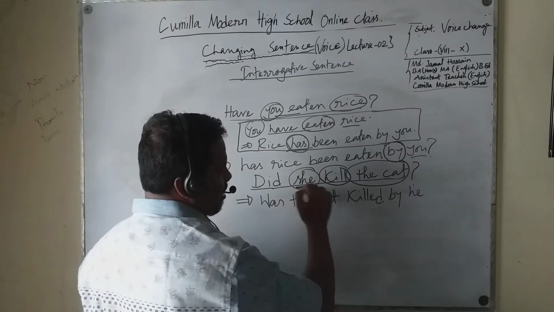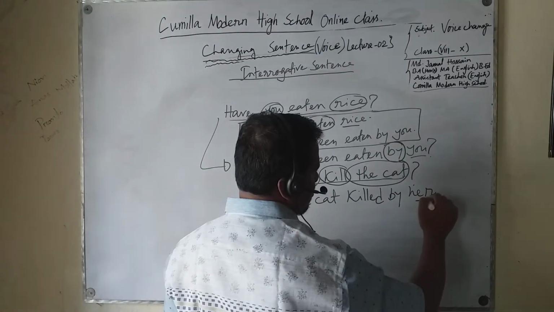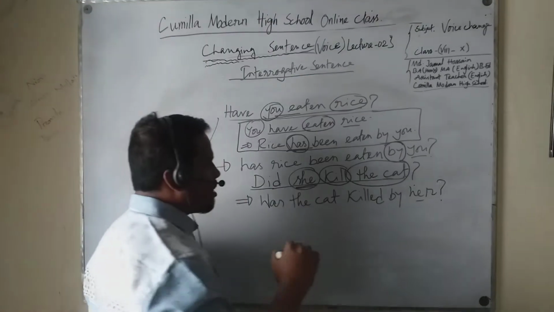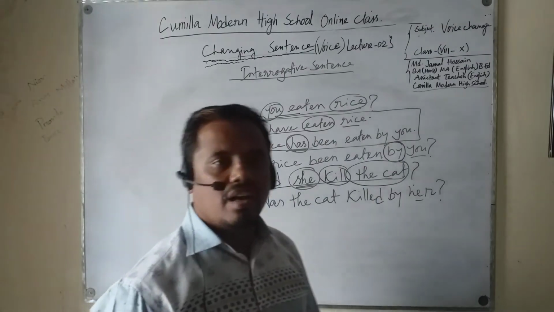She is the subject and it will be the object. The objective form is her. Was the cat killed by her?